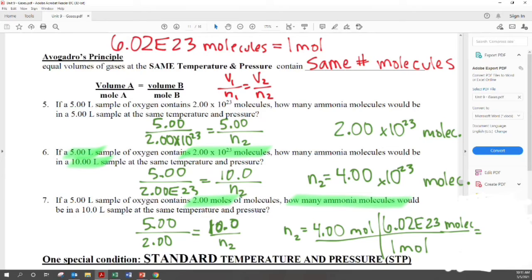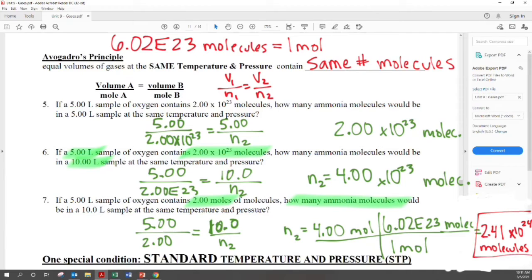Okay, so if we've done this correctly, then our answer should come out to be 2.408 times 10 to the 24th. And that 2.408, I actually want to round to 3 sig figs. So I'm going to keep the 2.4. I want to keep the 0, but the 8 that's after it is going to round that up to a 1. So that's 2.41 times 10 to the 24th molecules is our final answer here.